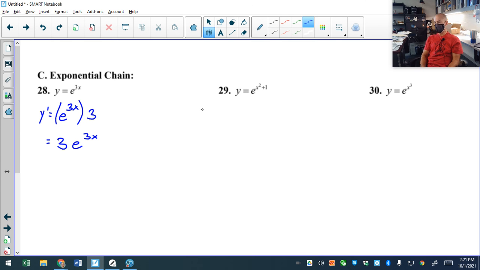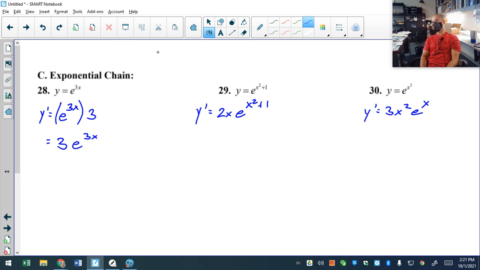For 29, it's e to the x squared plus 1. So I know my derivative is going to have e to the x squared plus 1 in it. Now I just have to multiply by the derivative of x squared plus 1. 30, the exponent is x cubed. The derivative of that is 3x squared, e to the x cubed. They're really nice.